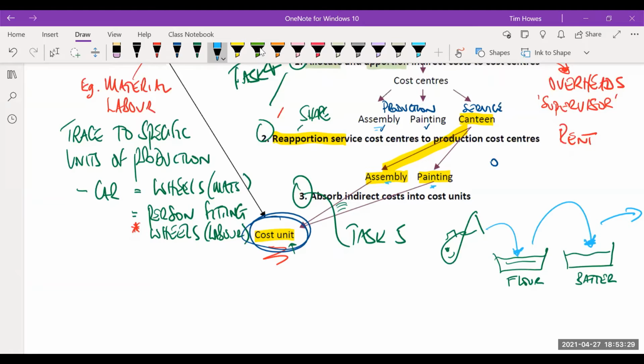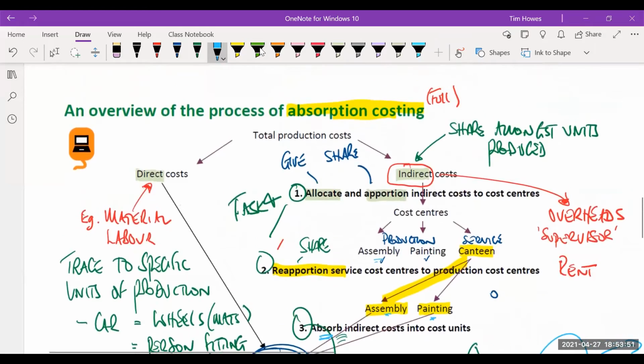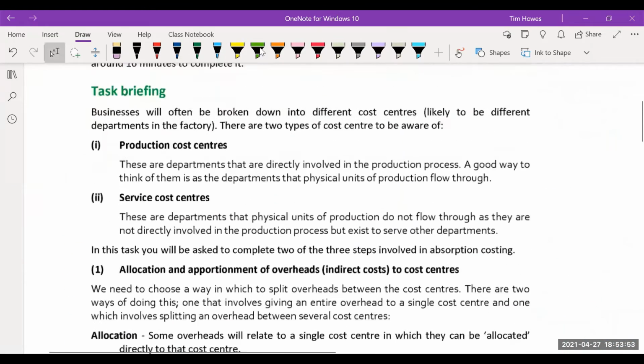Basically, we've got to get all of our costs into the flour pot and into the batter tray, such that when our units of output get dipped into them, they'll take some of that cost with them, absorbing those overheads as they go through the manufacturing process. That's what it's all about. That's what we're going to do. Fantastic. So look, that was an overall view of it.